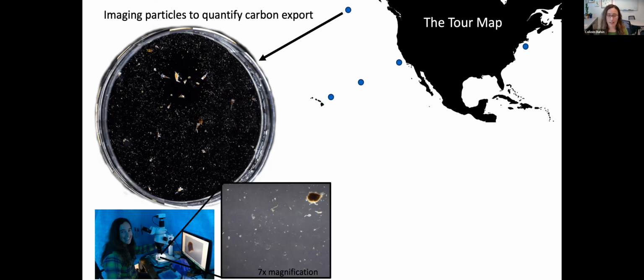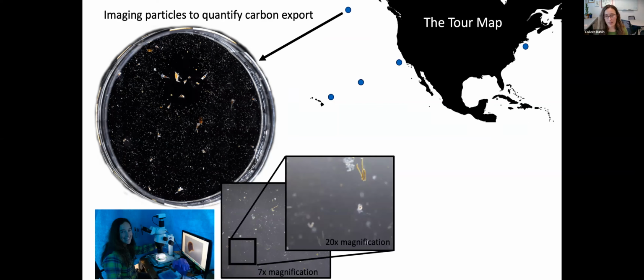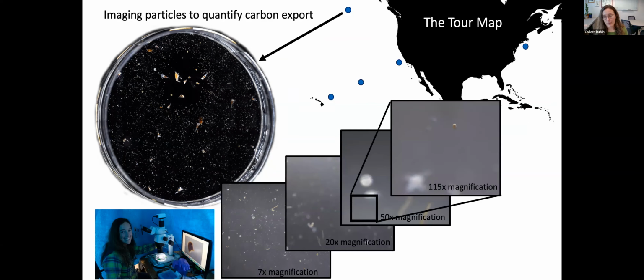First of all, I image almost the whole gel area at a low magnification, so that is really important for quantifying those rare large particles. But then you increase magnification so that you can quantify smaller and smaller particles. So this generates hundreds of images for every sample.